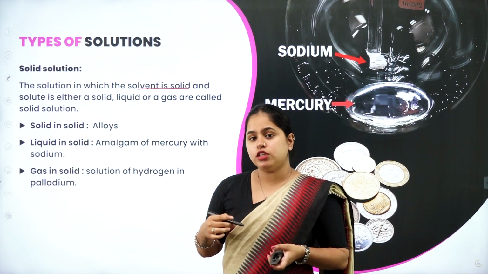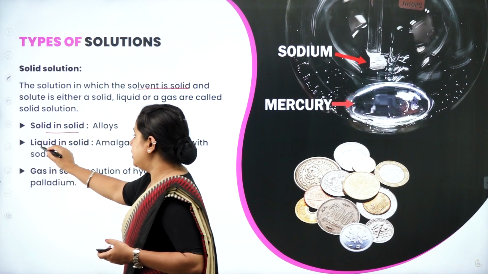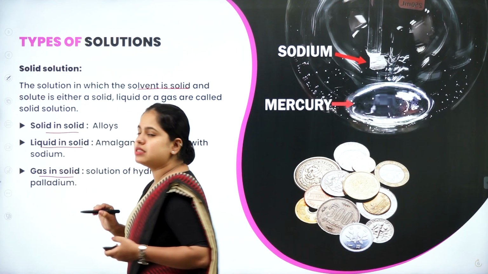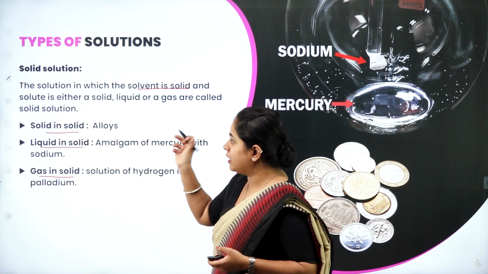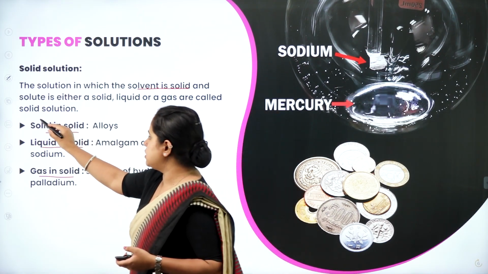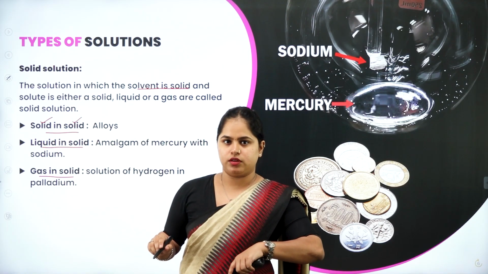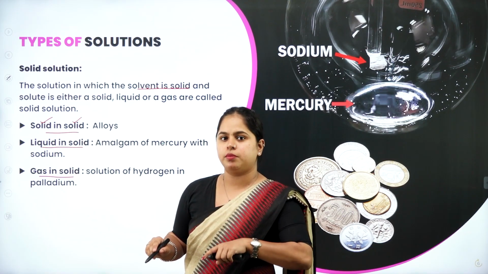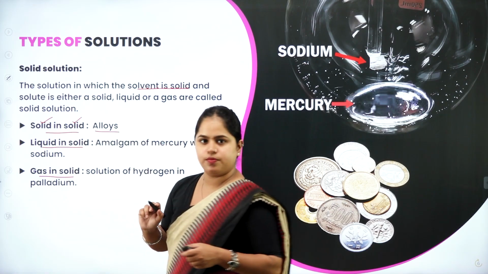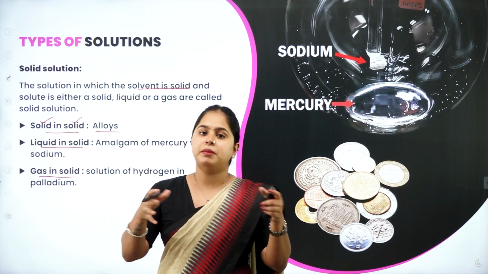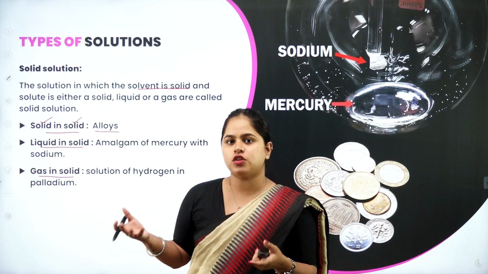In the solid solution itself, you have three types: solid in solid solution, liquid in solid solution, and gas in solid solution. First, what is this solid in solid I have written here? The first solid stands for solute and the second solid stands for solvent. So solid in solid means the solute is solid and the solvent is also solid. Examples are alloys. Alloys are a mixture of different metals, right? So both of them are in solid state. That is why solid and solid.